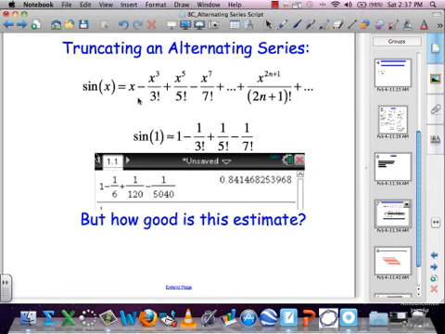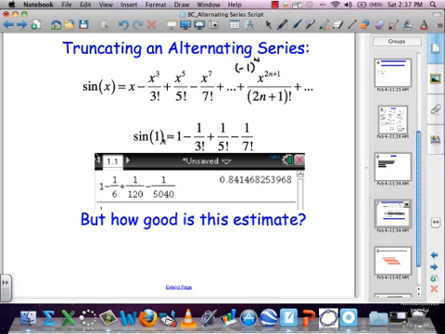Okay, now this is kind of a neat feature of alternating series. So I've written down here the series for sine x, which we know is x minus x cubed over 3 factorial plus etc., odd powers of x over odd factorials and alternating signs. In fact, I should have put in here negative 1 to the n. Excuse me for not doing that.